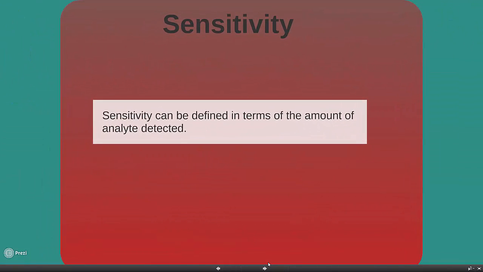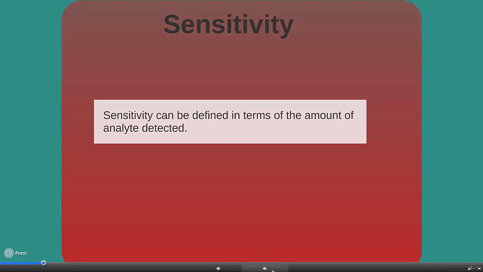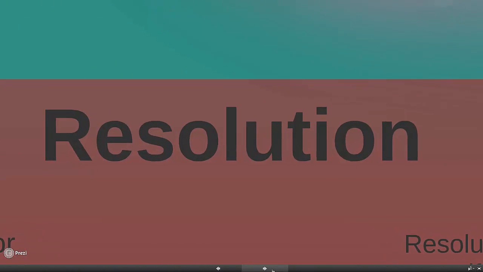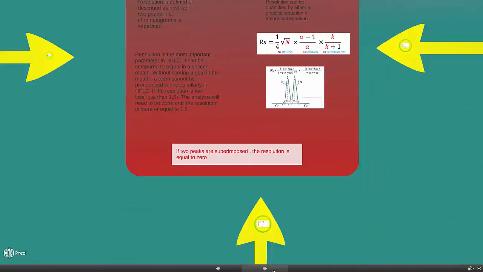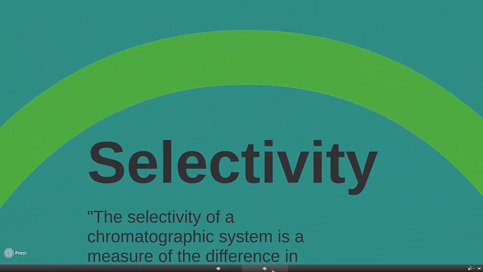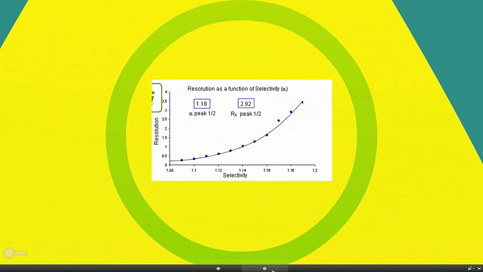So sensitivity, and that is another HPLC parameter, is actually defined in terms of how much amount is detected. Let's just look at one by one. Resolution depends on selectivity. When you increase selectivity, you can see from this graph here, you actually increase resolution as well.